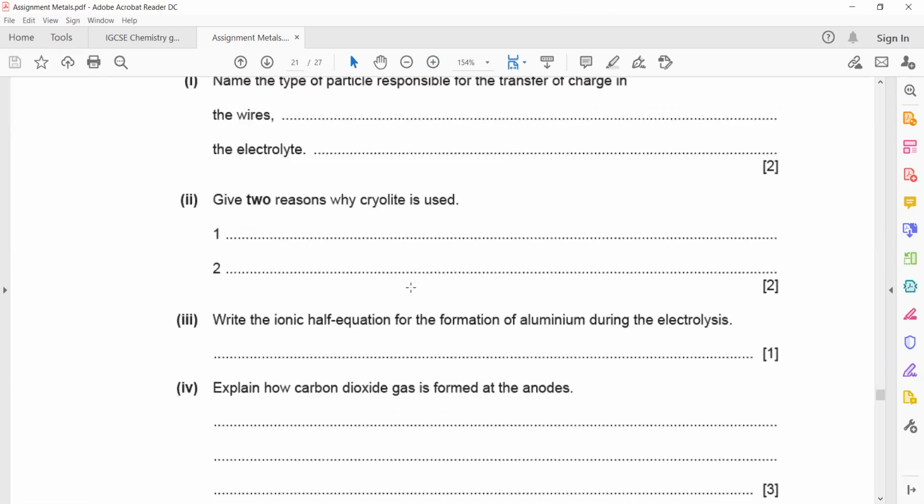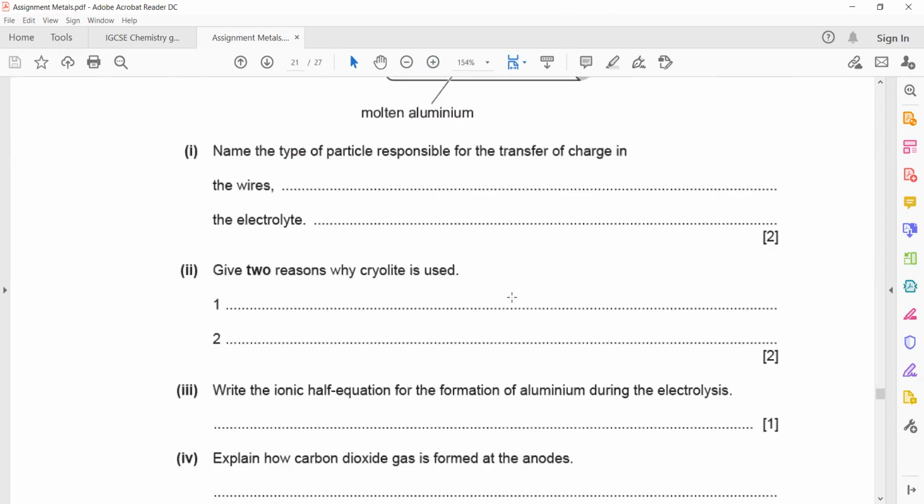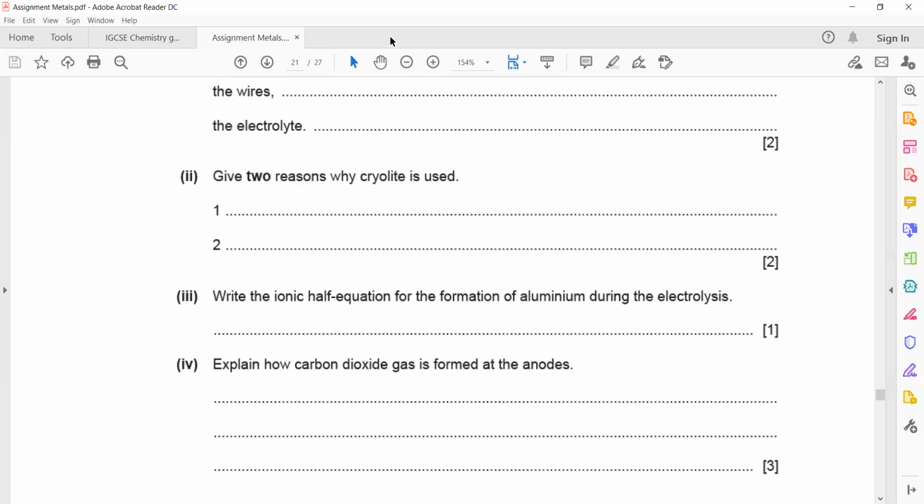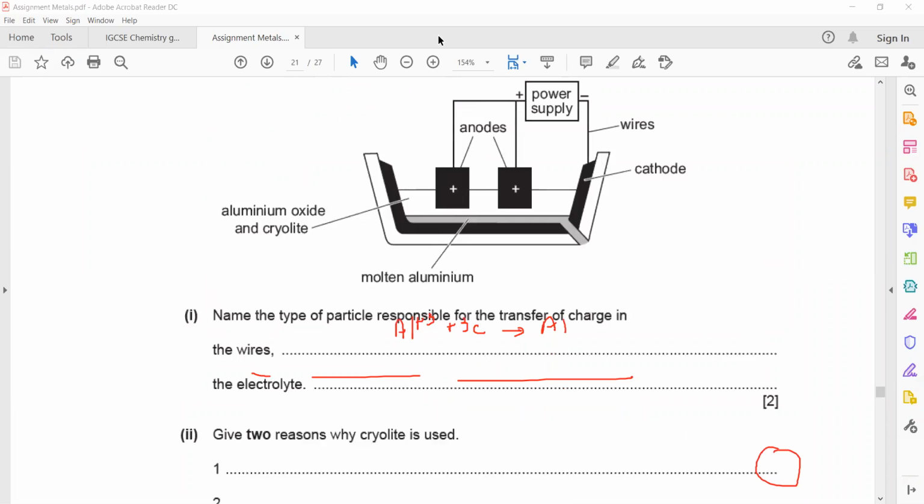Write ionic half equation for formation of aluminium. So formation of aluminium, aluminium is a positive ion. It takes electrons, three electrons, to change to aluminium metal. Explain how carbon dioxide is formed at anode. Three marks. So how will you score these 3 marks? How is carbon dioxide formed at anode? How is CO2 given off at anode?